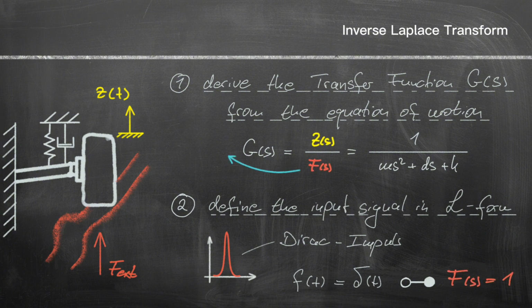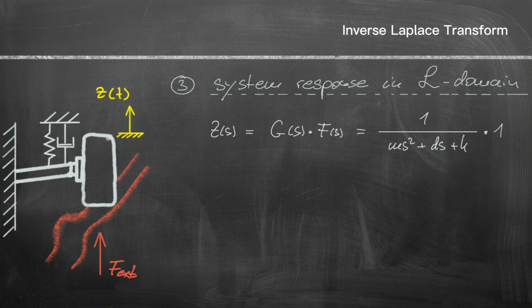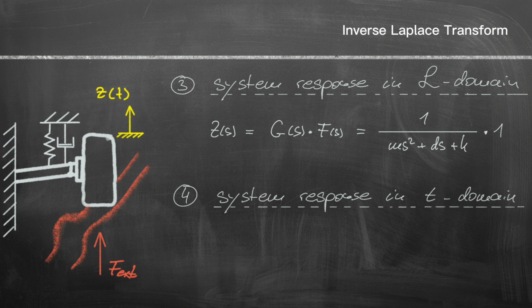Now we rearrange the transfer function in order to obtain the next step. Third, we determine the system response in the Laplace domain, which is G(s) multiplied by the input signal. And fourth and finally, we need the system response in the time domain.